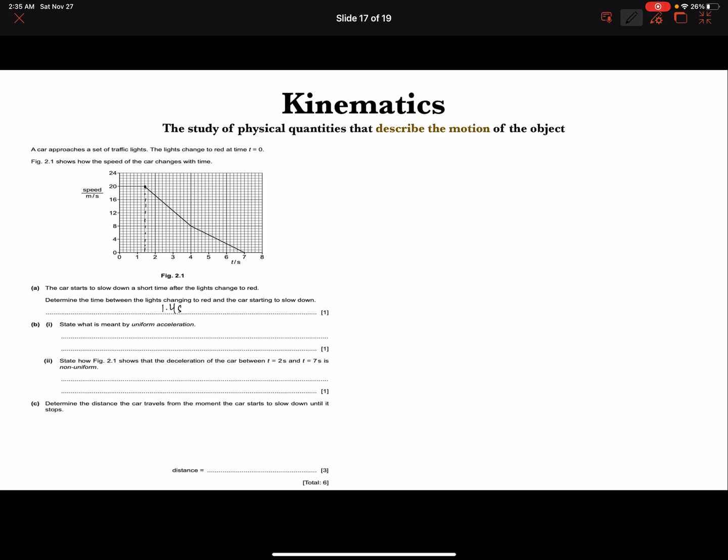State what is meant by uniform acceleration. Well, uniform acceleration means equal changes in velocity in equal time intervals.